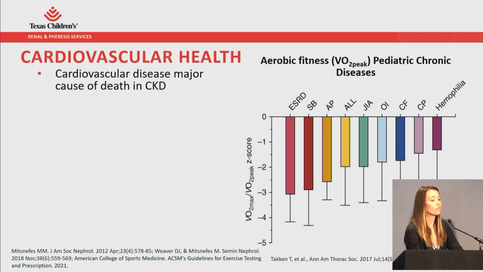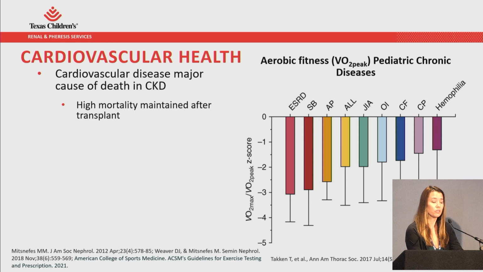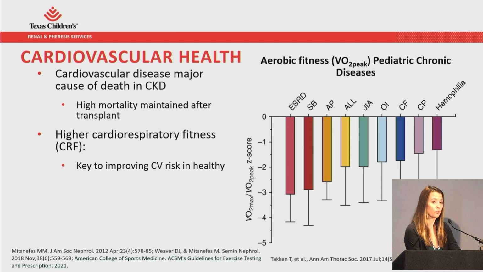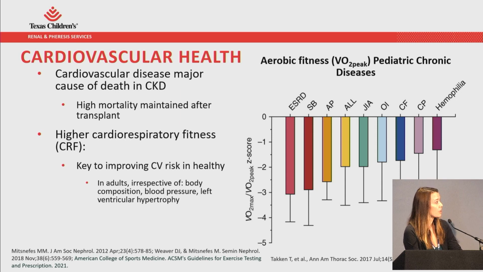Cardiovascular health. We all know that cardiovascular disease is a major cause of death in our patient population, and that high mortality is maintained even after transplantation. So higher cardiorespiratory fitness values are the key to actually improving cardiovascular risk in healthy individuals, both children and adults. And in studies in adults, we've found that if adults have higher cardiorespiratory values, they have a lower mortality risk, irrespective of body composition, LVH, or left ventricular hypertrophy, and blood pressure. So it's beneficial regardless of some of those other aspects.